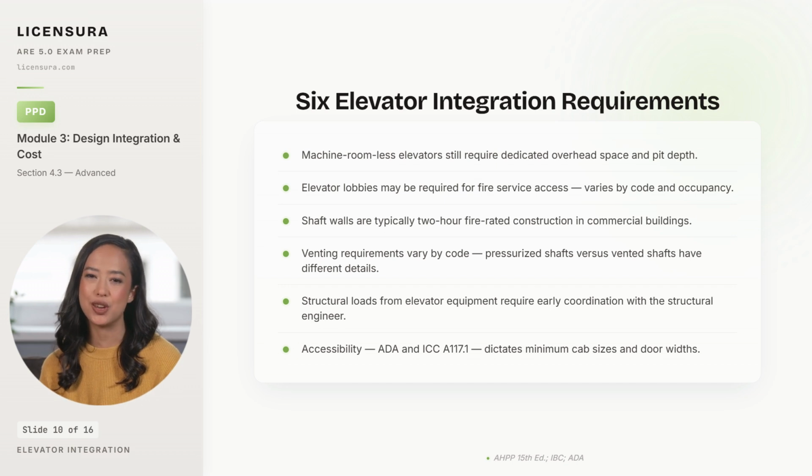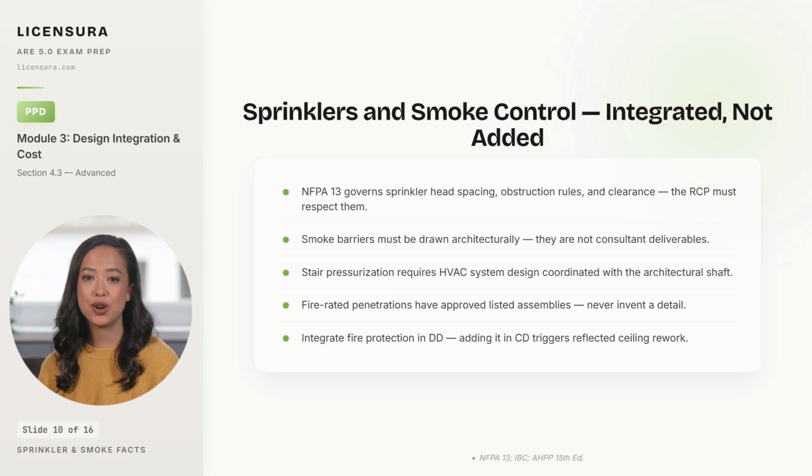3 rules anchor the coordination. Sprinklers and smoke control are the integration touchpoint that catches architects who treat fire protection as a consultant problem. NFPA 13 governs sprinkler head spacing, obstruction rules, and clearance distances, and the reflected ceiling plan has to respect those numbers, which means the architect coordinates the RCP against the sprinkler design, not the other way around. Smoke barriers have to be drawn architecturally and called out on the plan as smoke barriers because they have construction and continuity requirements that no consultant draws for you.